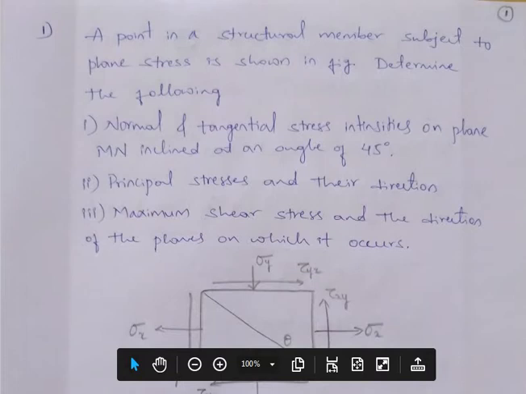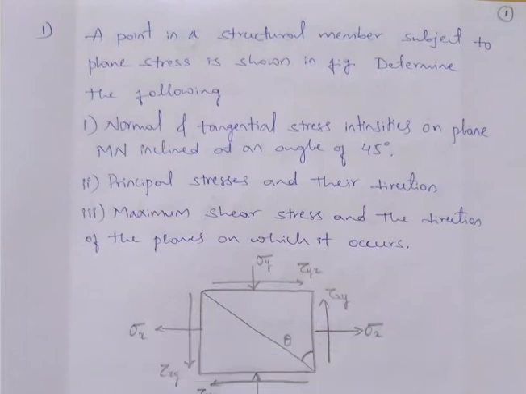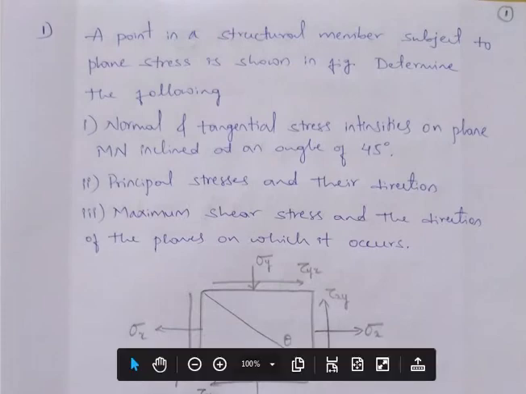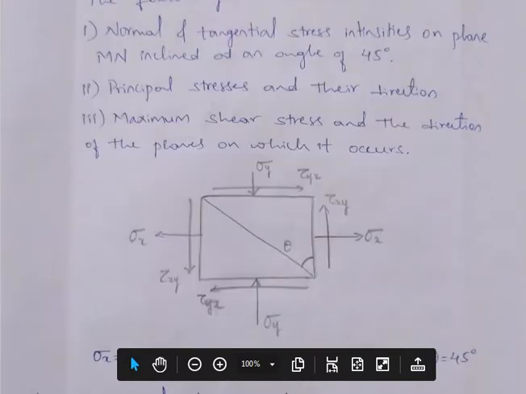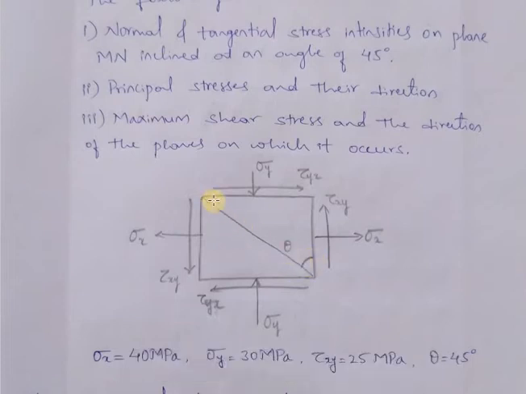So problem statement, here we have a point in a structural member subjected to plane stress as shown in the figure. Determine the following. The first one, normal and tangential stress intensities on plane MN inclined at an angle of 45 degree. So this is the plane MN, which is inclined at an angle of 45 degree.